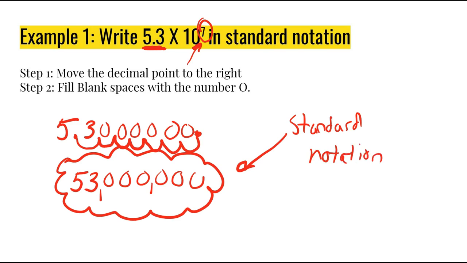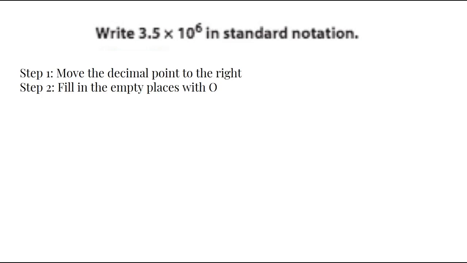Okay, we're going to take a look at one more example before you try them on your own. So let's take a look at another example. Example 2 says write 3.5 times 10 to the 6th in standard notation. So it works the exact same way as the last one. We start out by writing our number 3.5. Since it's 10 to the 6th power, we're going to move our decimal to the right.